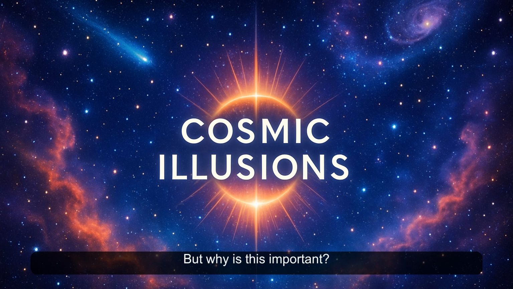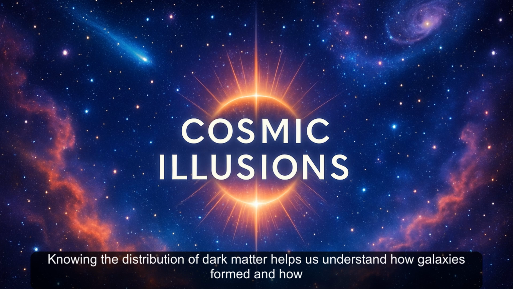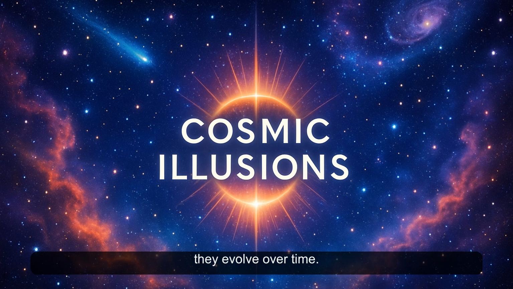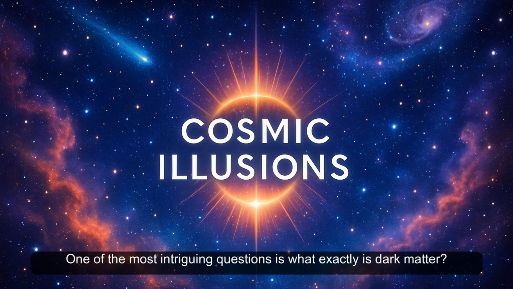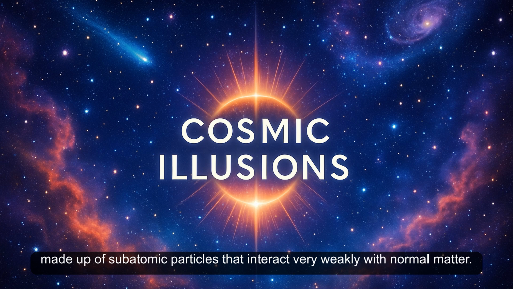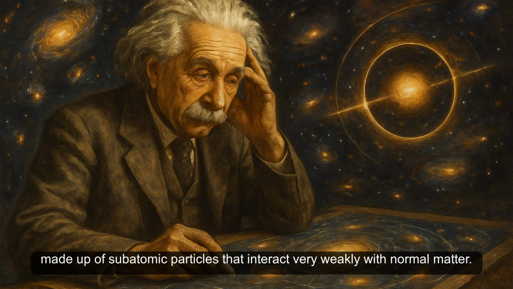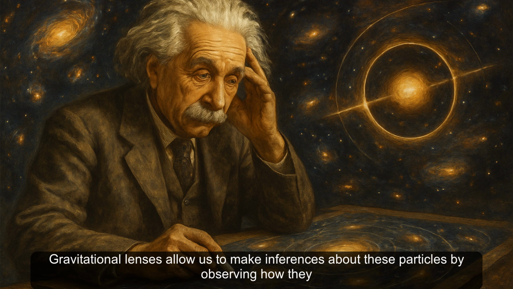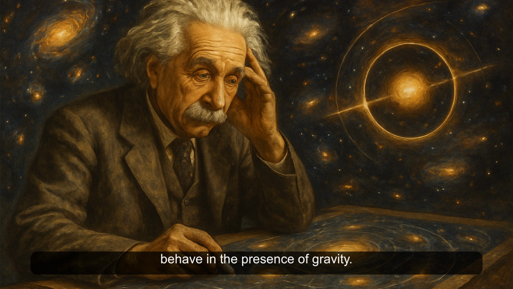But why is this important? Knowing the distribution of dark matter helps us understand how galaxies formed and how they evolve over time. One of the most intriguing questions is, what exactly is dark matter? Although we do not know its exact composition, there are theories suggesting it could be made up of subatomic particles that interact very weakly with normal matter. Gravitational lenses allow us to make inferences about these particles by observing how they behave in the presence of gravity.